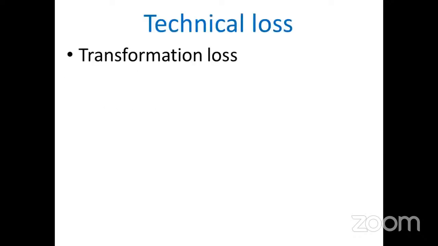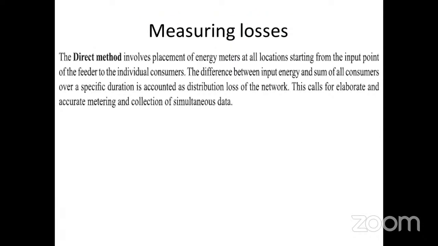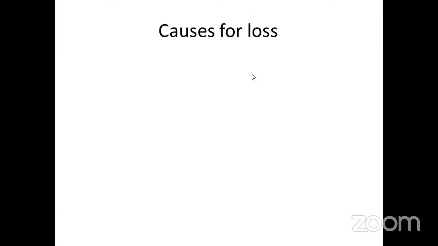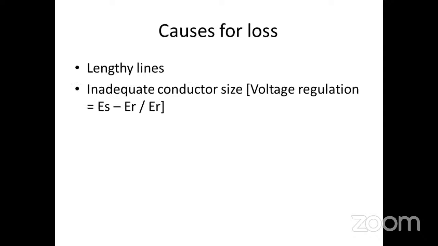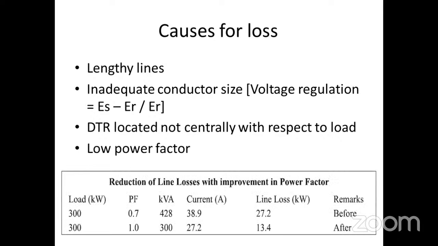Losses: technical loss, commercial loss, transformation loss, I square R loss. The loss limit percentage, causes for loss: lengthy lines means rho L by A, L becomes lengthier. Inadequate conductor size results in poor voltage regulation. Distribution transformer not located in the center, and low power factor. Reduction in line losses with improvement of power factor, sir.